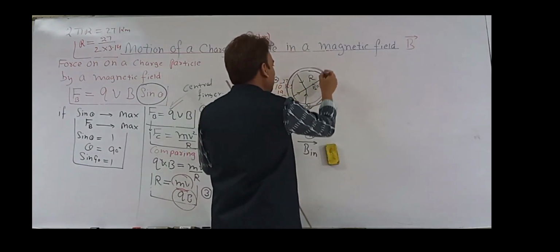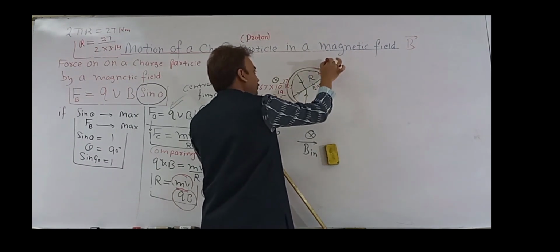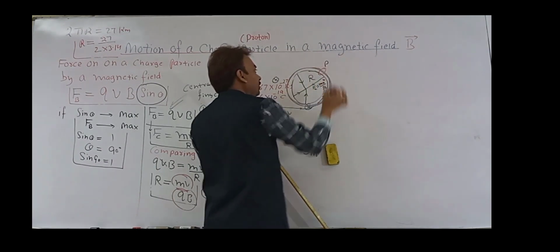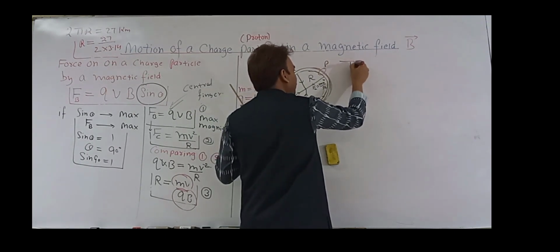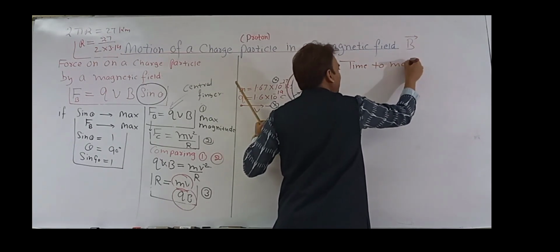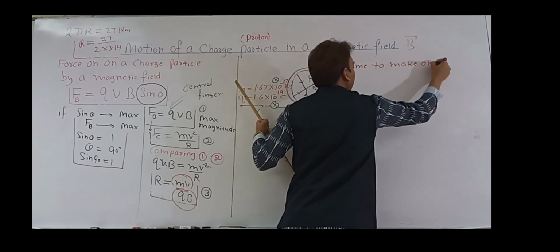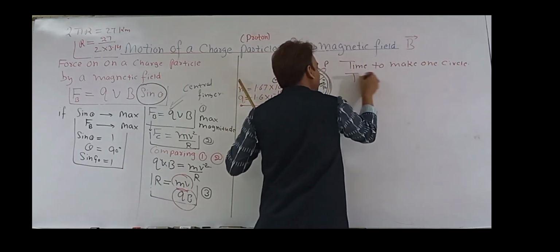So suppose the charged particle starts from here, makes a complete circle, and comes back here again. So this is my point P, right? To make a complete circle, how much time will it need? That is the time to make one round or one circle. So suppose T is the time.